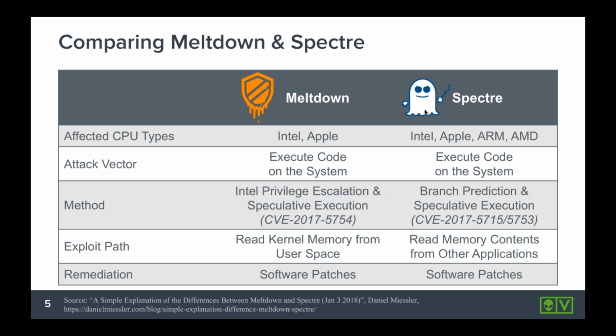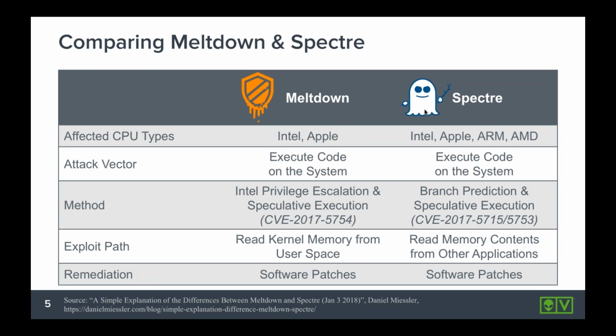So this is just a quick comparison of Meltdown and Spectre. A big thank you to Daniel Miessler. You can see his link down at the bottom. Effectively, this is a great summary of the different types of CPUs that are affected by each of the attacks. In both cases, the attacker needs to have local access to the system. So they need to compromise the user on the machine, and obviously if the user is an administrator, then there's even more access to the machine to install the malware.